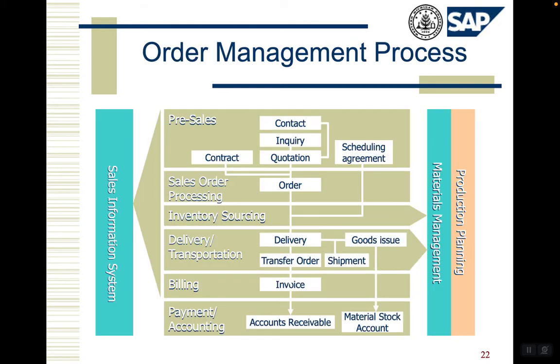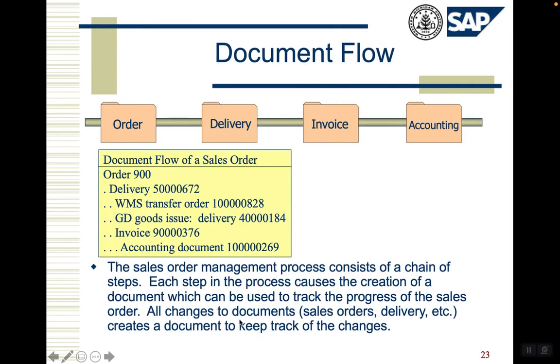So this is kind of a high-level picture of order to cash, or pre-sales, sales order execution, inventory sourcing, delivery transportation, goods issue, billing, and then finally payment. All right. Now there's a function in the SAP system we call document flow.